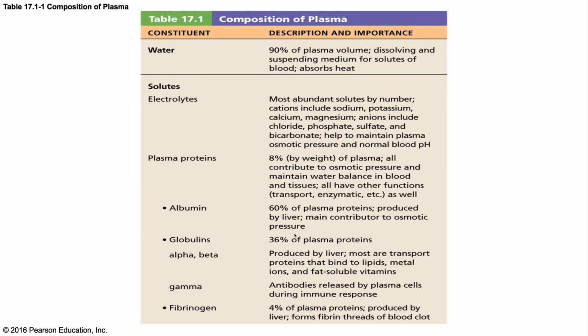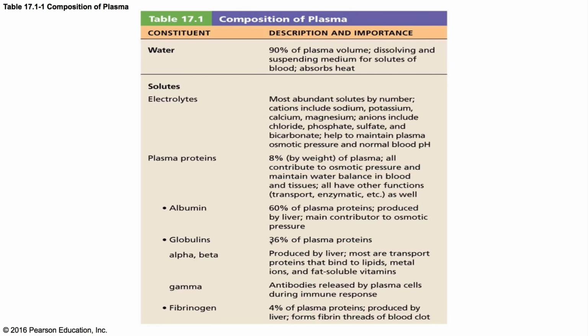So the most numerous of the plasma proteins, as we mentioned earlier, was albumin. So 60% of the plasma proteins are albumin, and they're produced by the liver, and as we mentioned earlier, they contribute to the osmotic pressure along with the sodium ions. So again, along with these electrolytes.